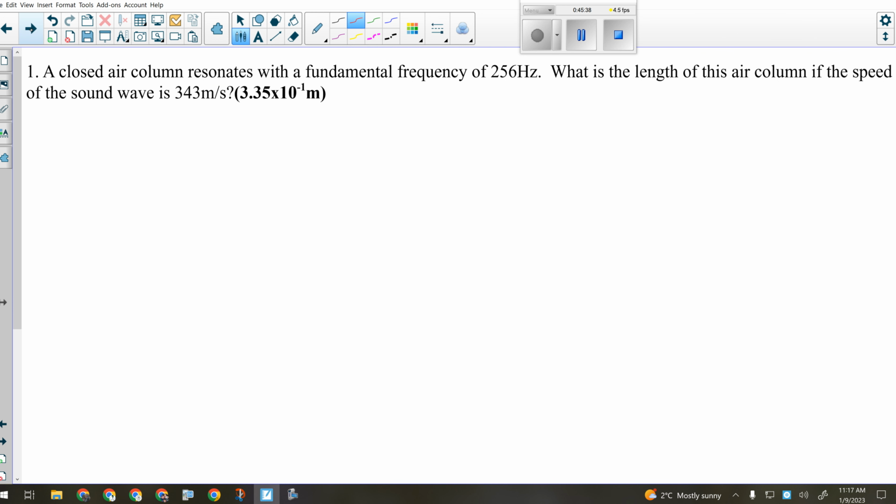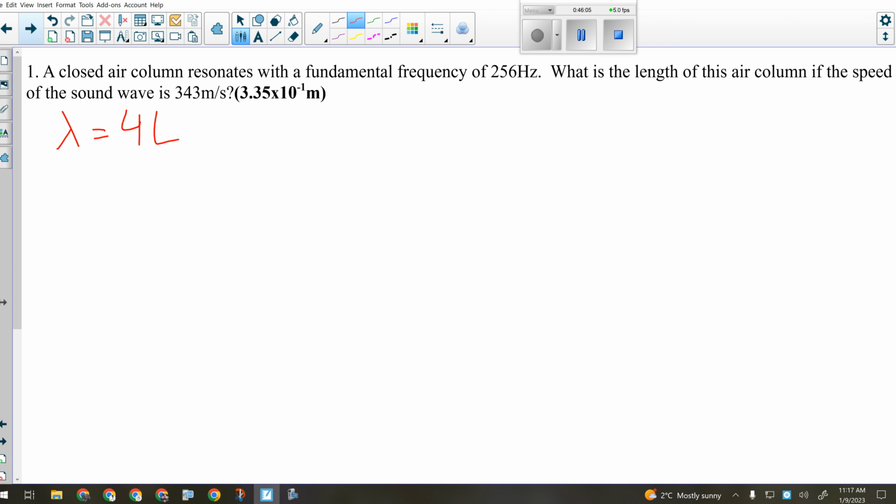Okay, let's try this one here. This one's actually in your workbook, so I'm just going to go over it; you don't have to write it down because it's in there. In this case, I have a closed air column. As soon as I see that it's a closed air column, I know that lambda equals 4L. That's the thing you have to memorize. The formula is on your formula sheet, you just have to know that one's for closed.